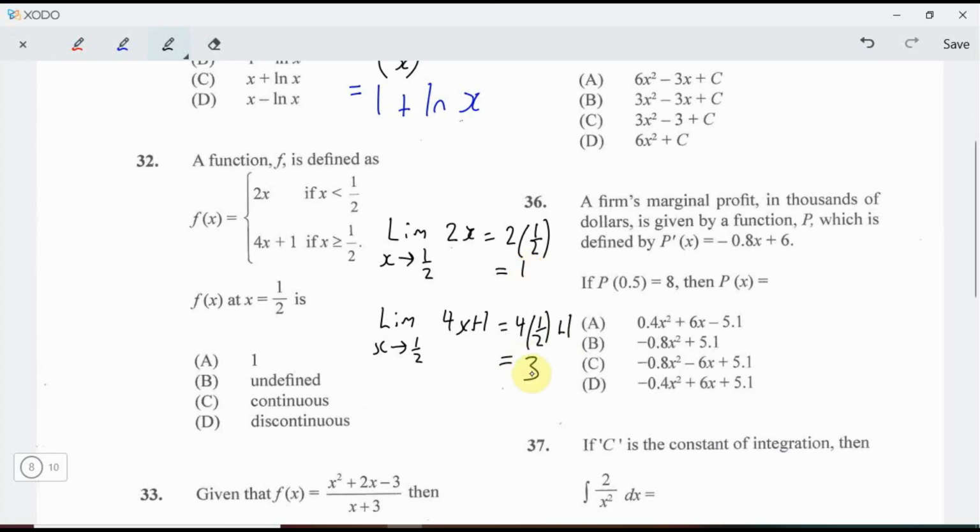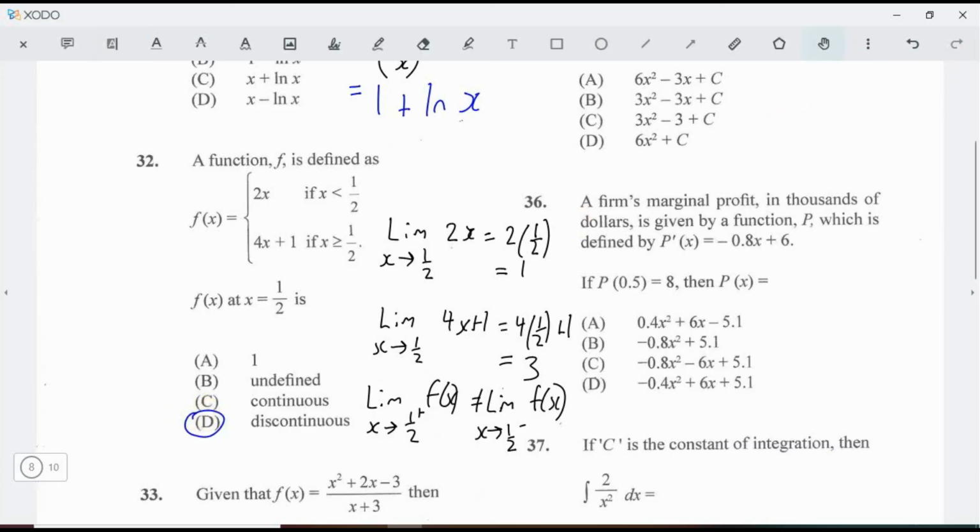But 1 doesn't equal 3, so what we're concluding is that the limit from the left of f of x is not equal to the limit from the right. So when the limit from the left is not equal to the limit from the right, that means the function is discontinuous at x equal a half. It is not continuous. It is discontinuous at x equal to a half.